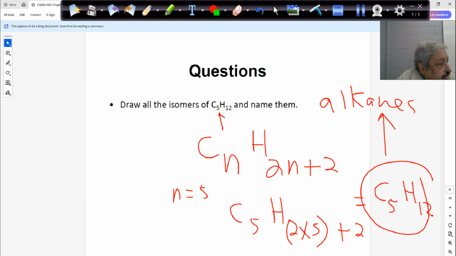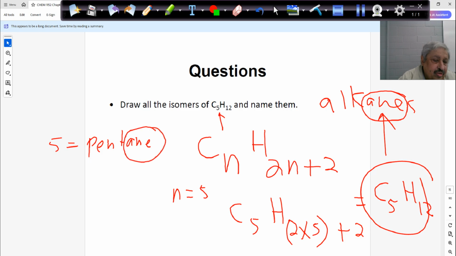We know this is an alkane, correct? And this alkane will be, because 5 is pent. That's from Greek first and then Latin came later on. So pent, and an alkane always ends with ane. So pentane. 5 atoms of carbon, that's pentane. Correct? So you can do a lot of isomers. I'll leave it up to you. Practice, and if you have any question, ask.